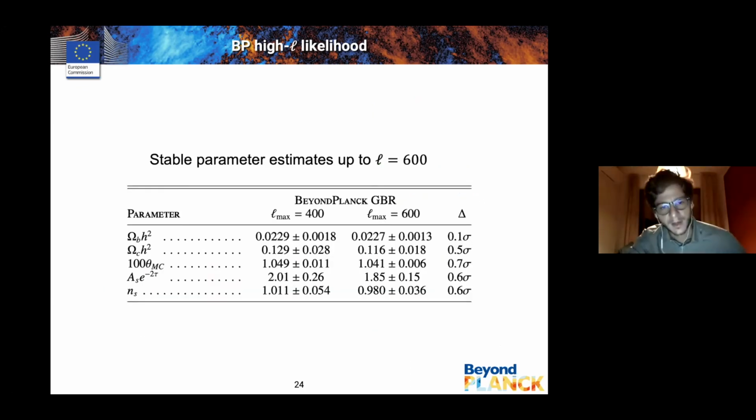Moreover, a stability check has been made comparing the high likelihood application up to L600 and 400, propagating it up to the cosmological parameter estimates. And we see that the true configuration gives constraints that are compatible within 1 sigma. So we are fine with this.